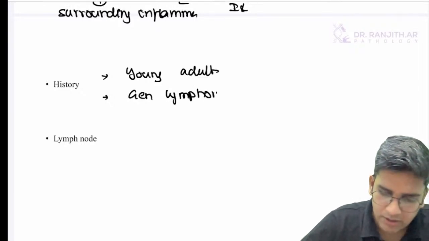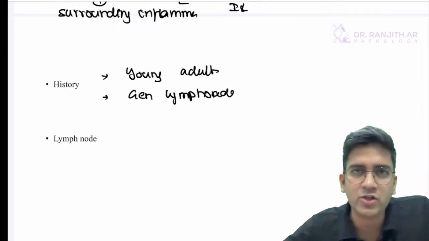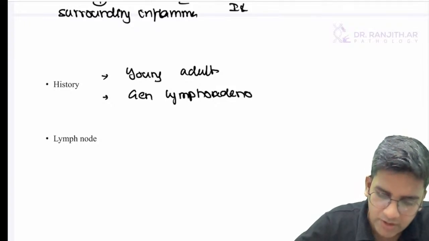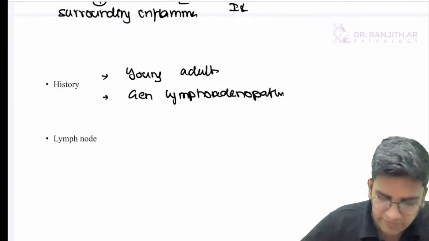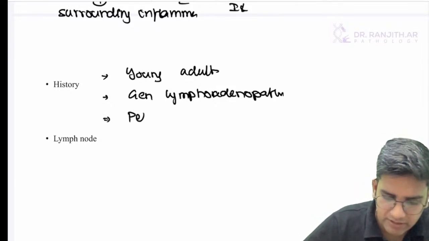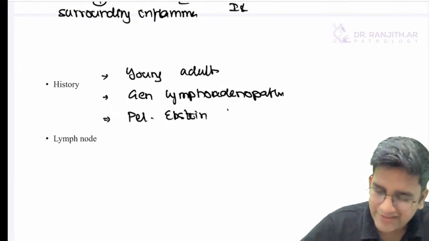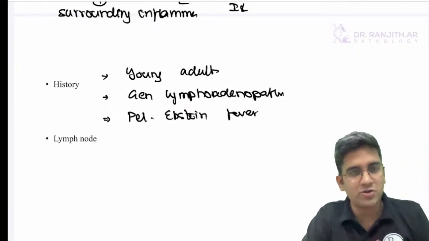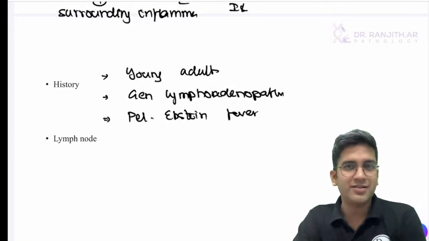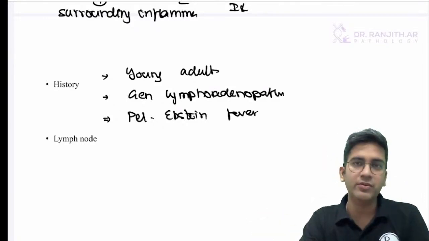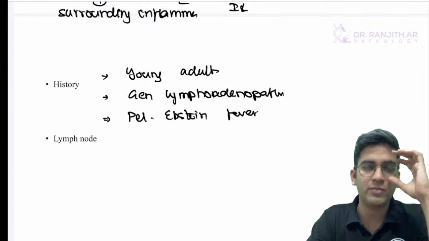But there's a very classical fever in Hodgkin's. Can anyone tell me that? Please do mention that fever. We have a very specific type of fever called Pel-Ebstein fever, right? You must have read that in your medicine postings. You must not have read that in pathology. But yes, Pel-Ebstein fever is a very intermittent fever, which is classical of Hodgkin's lymphoma.